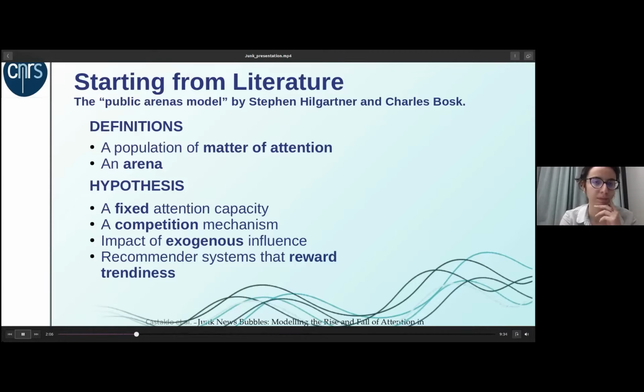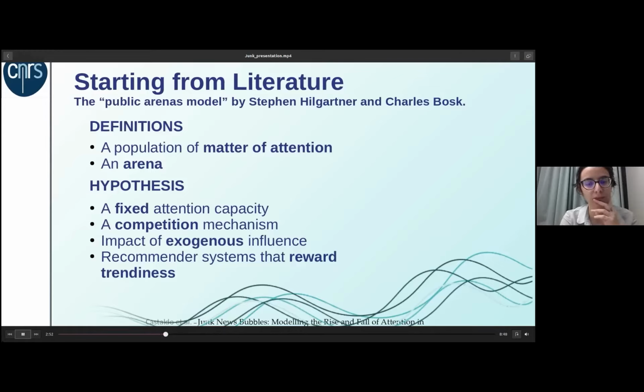It's therefore important to understand which definitions and which hypotheses of the public arena model we kept in our formalization. The first and most important definition is that of matter of attention. Matters of attention are the objects that are capable of gaining attention. They could be, for example, tweets on Twitter, videos on YouTube, or articles of an online newspaper. Another important concept is that of arenas. Arenas are the environments in which matters of attention live, and they could be platforms, or subparts of platforms related to a specific topic.